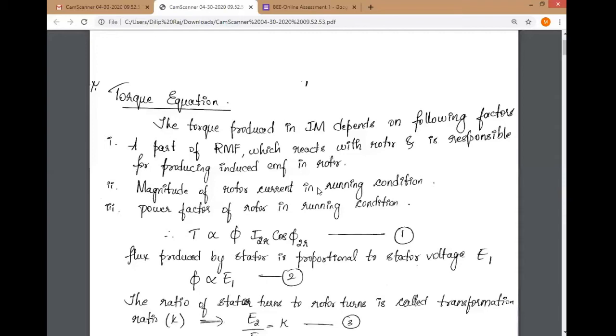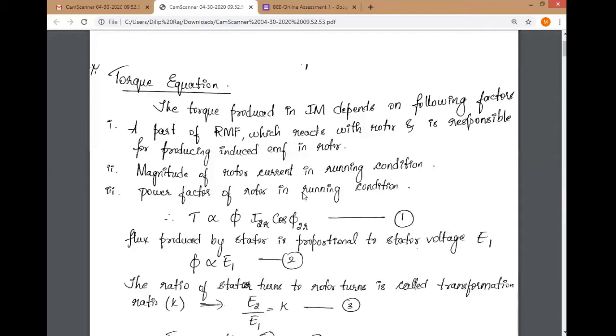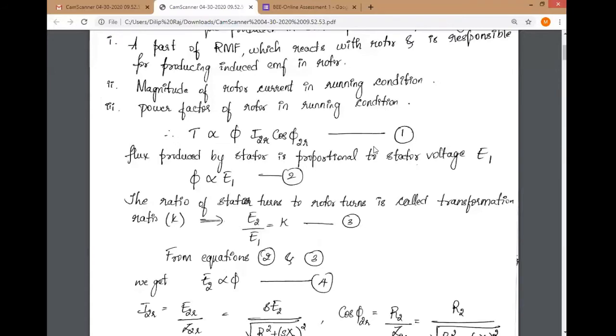So these are the three criteria on which the torque value majorly depends in case of three-phase induction motor. So taking this relation into consideration, we have expressed equation 1 where the torque is dependent on the three parameters. One is the flux, the other one is the magnitude of rotor current under running condition, the third one being the rotor power factor in running condition. Consider this equation as 1.